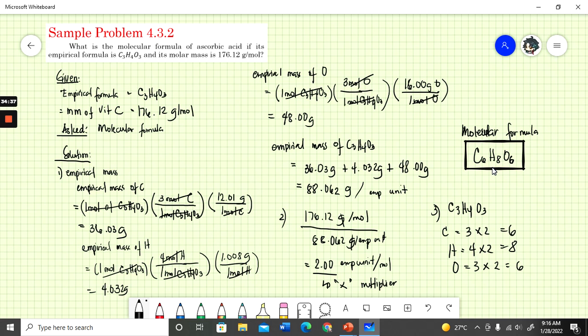Okay, I hope it's clear, guys. I hope you didn't get confused. The only thing that would probably confuse you is this part right here. But if you guys got confused, just ask me. You can message me anytime so I can explain it clearly. But that is how you find the molecular formula for any compound.